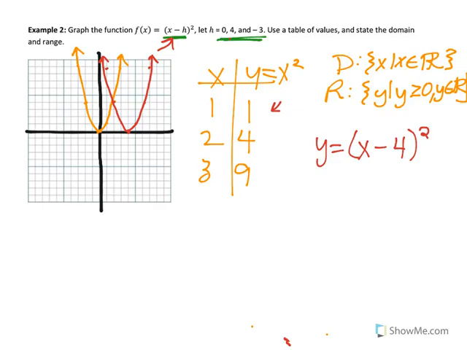There you go. So our domain doesn't change, and our range also doesn't change. It's the same thing.